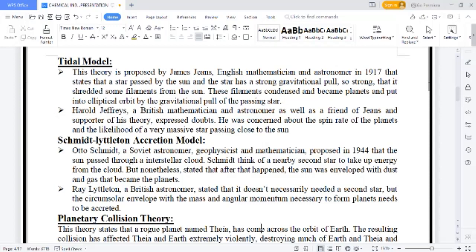After Otto Schmidt, Ray Littleton, a British astronomer, stated that it doesn't necessarily need a second star, but the circumsolar envelope with the mass and angular momentum necessary to form planets needs to be accreted.